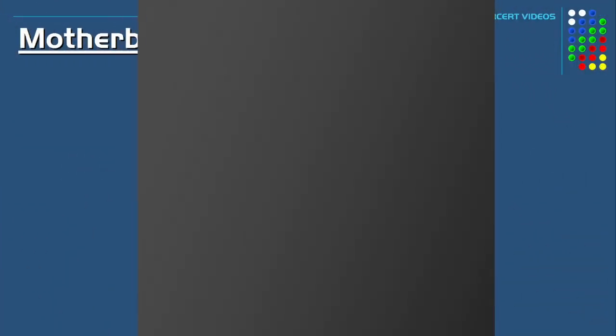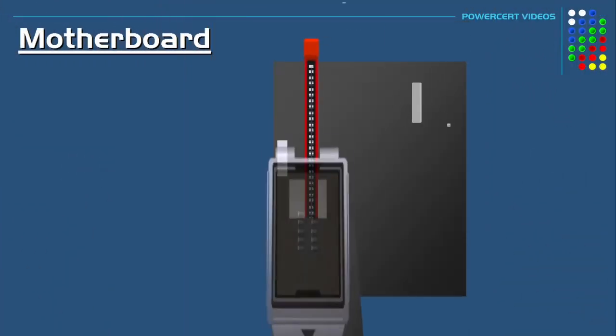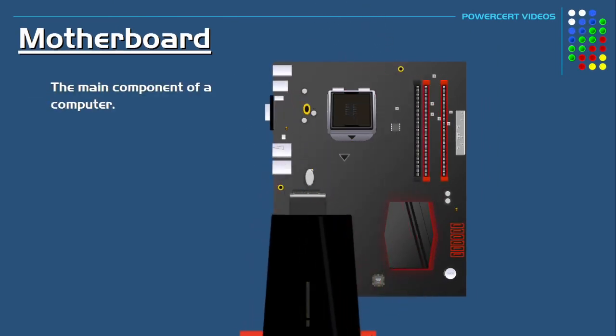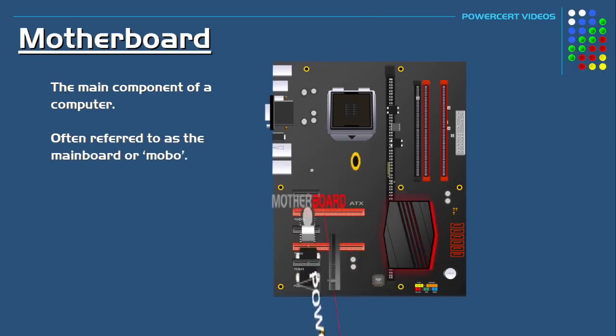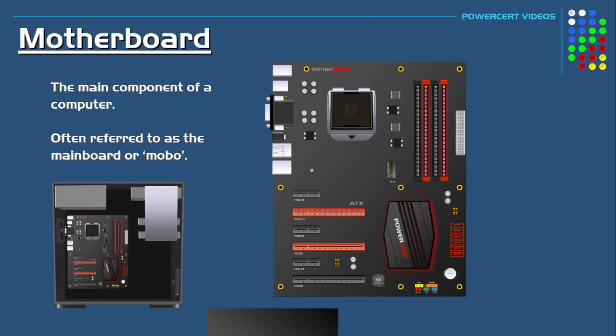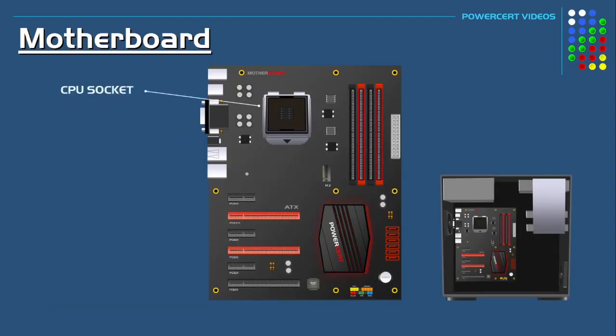What is a motherboard? So that's what we're going to talk about in this video. Now, the motherboard is the main component of a computer. It's often referred to as the main board, or MOBO for short. It's basically a large circuit board that fits into the computer case, and it's where all the computer components connect to.